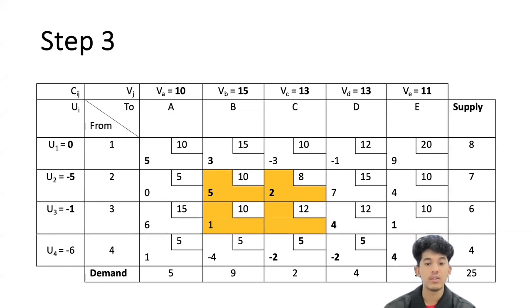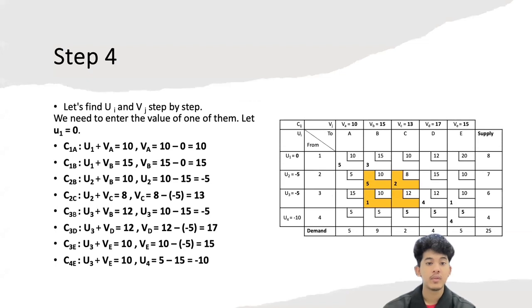So this is the answer. And next, to find Ui and Vj step by step, we need to enter the value of one of them. And let's say U1 equal to 0. So the answer is below.